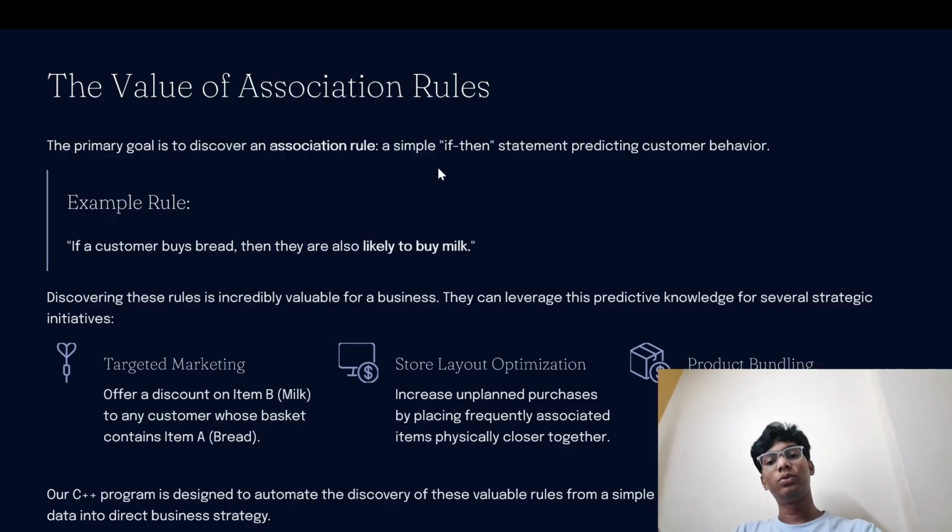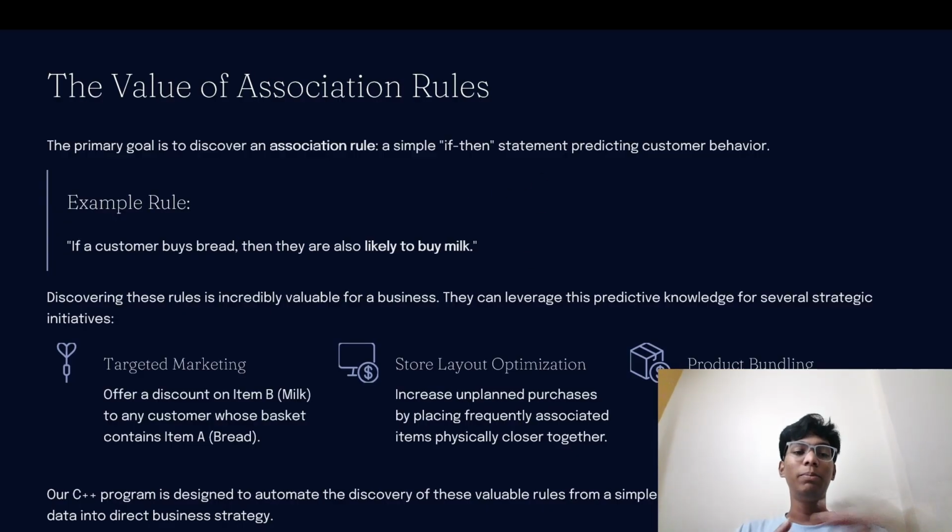So how do we do this? The basic idea, if you go from the basics, is nothing but math. What we're going to do is apply some very basic, simple association rules. So the primary goal is to discover an association rule, a simple if-then statement predicting customer behavior. Yeah, this is what we're talking about. And there's an example: if a customer buys bread, then he might likely buy milk too.